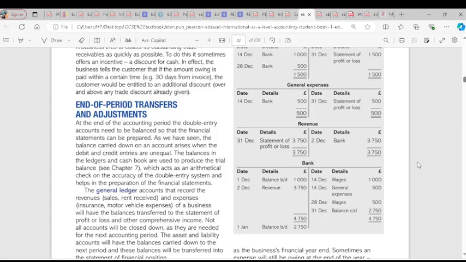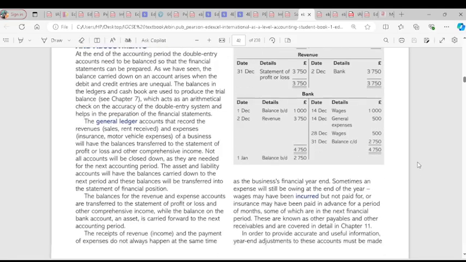Is it clear? Yes, sir. That is why we make adjustments. Done. Then we go to irrecoverable debts.